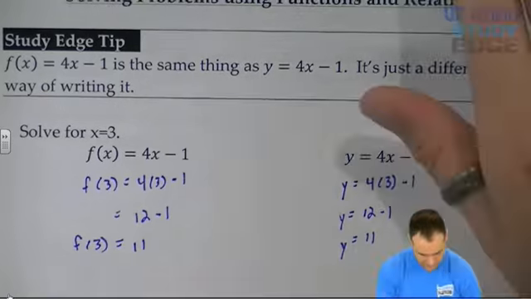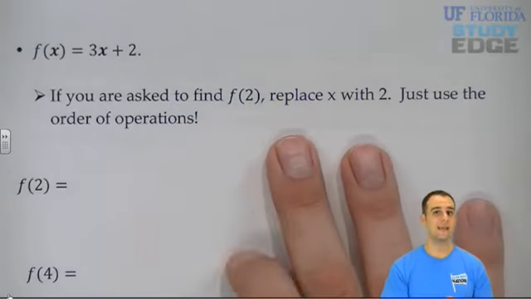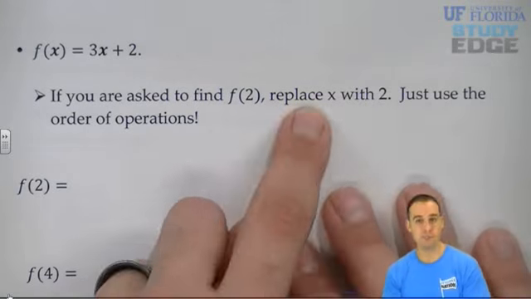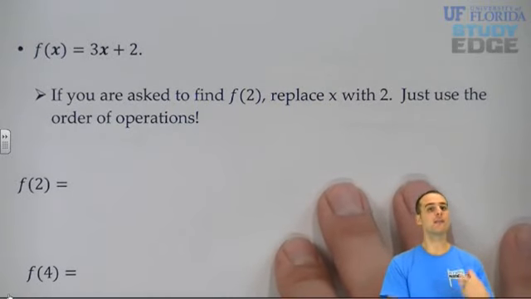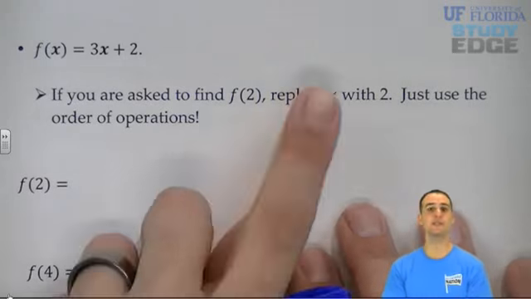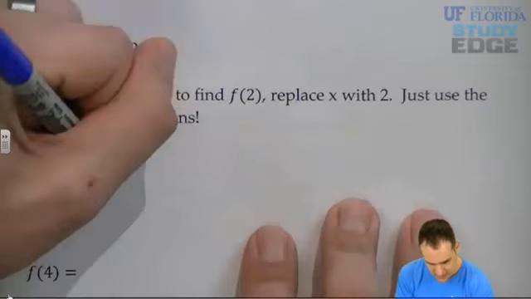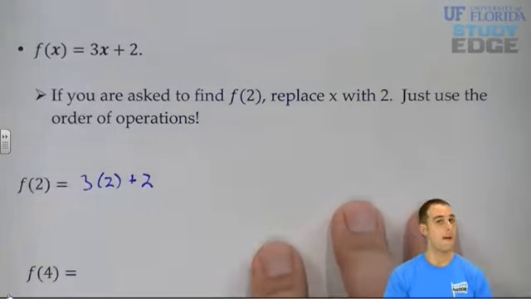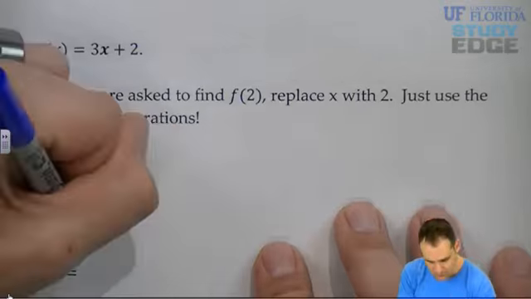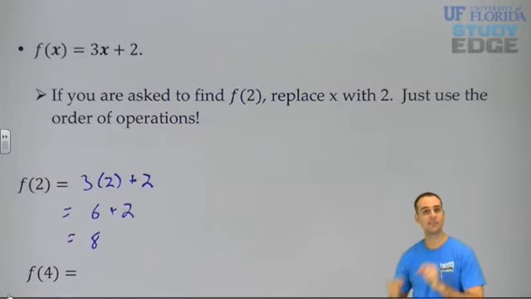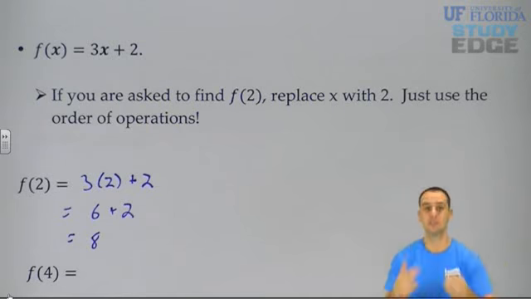Let's do another. Given the following function, f of x equals 3x plus 2. If you were asked instead f of 2, this just means you're going to replace x with 2. It's the same thing as saying solve for x equals 2, but we're going to use function notation now. F of 2 means replace x with 2, and then again use your order of operations. 3 times 2 plus 2. Multiply, 3 times 2 is 6. Add, 6 plus 2 is 8. Meaning when x is 2, f of 2 equals 8. You inputted 2, it outputs 8 in this equation.